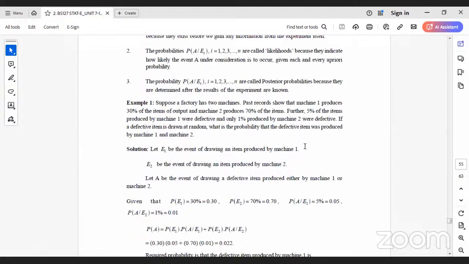Example 1. Suppose a factory has two machines. Past records show that machine 1 produced 30% of the items of the output and machine 2 produced 70% of the items. 5% of the items produced by machine 1 were defective and only 1% of those produced by machine 2 were defective. If a defective item is drawn at random, what is the probability that the defective item was produced by machine 1 and machine 2?